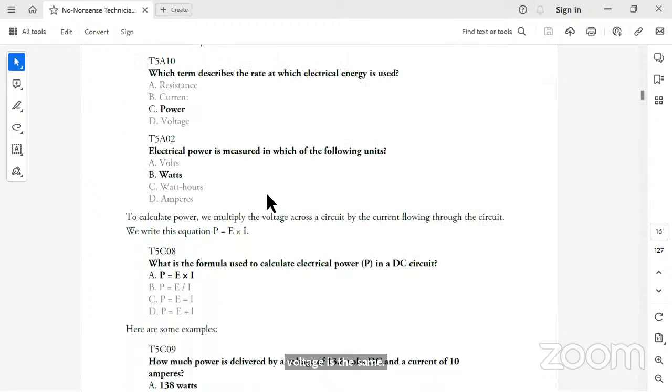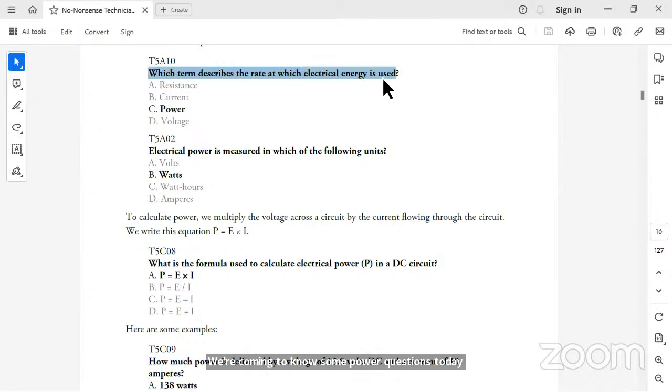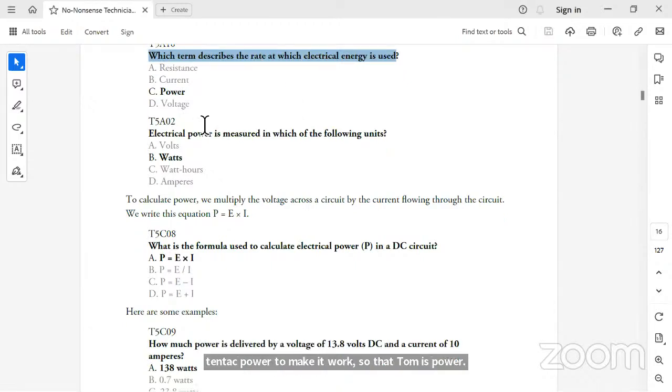Okay, we're coming to now some power questions. They've asked us, which term describes the rate at which electrical energy is used? Remember, TNTech, power to make it work. So that term is power, the rate at which electrical energy is used. All right, so that's the TNTech question. Please, for those in Trinidad and Tobago.